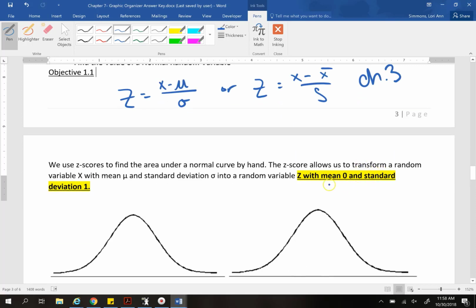So we use z-scores to find the area under a normal curve by hand. The z-score allows us to transform a random variable x with mean mu and standard deviation sigma into a standard random variable z. Z-scores have mean 0 and standard deviation 1 always.